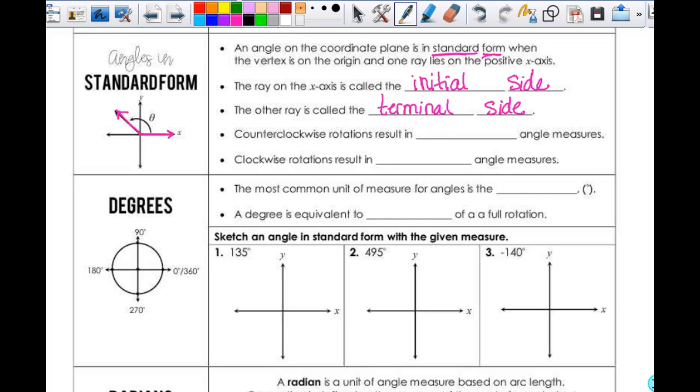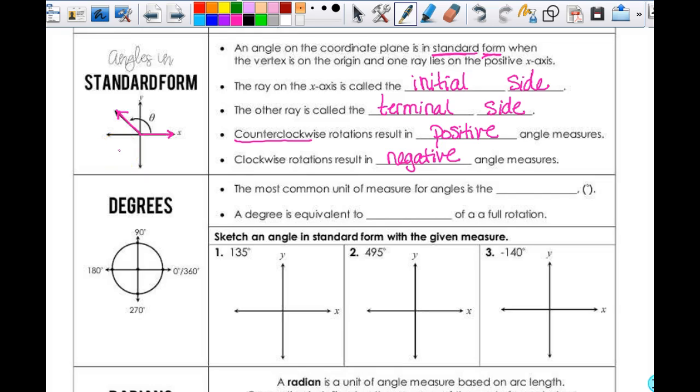Okay? And then we can rotate an angle starting here at 0. It can rotate counterclockwise or it can rotate clockwise. Counterclockwise rotations result in positive angle measures, and clockwise rotations result in negative angle measures. Okay? So this would be a positive, 120 or whatever, and then we'd have a negative angle coming this way.